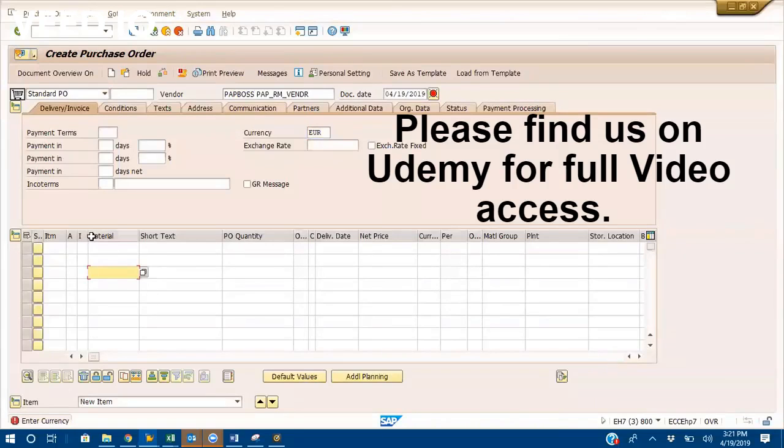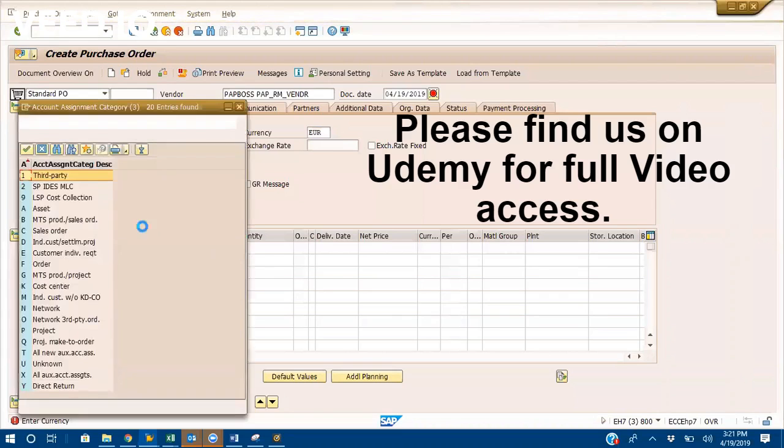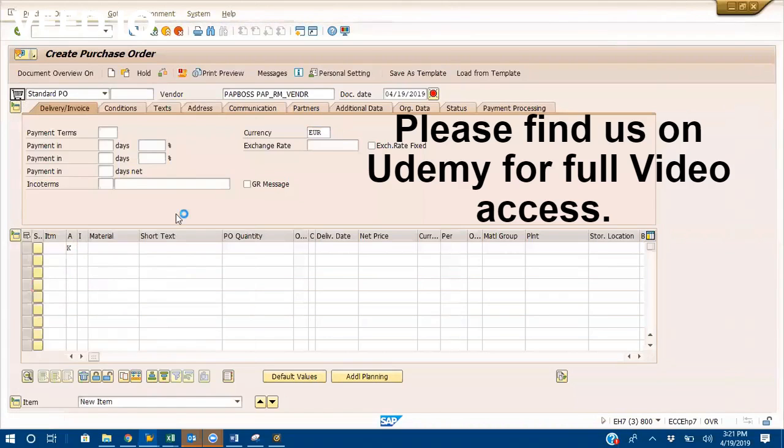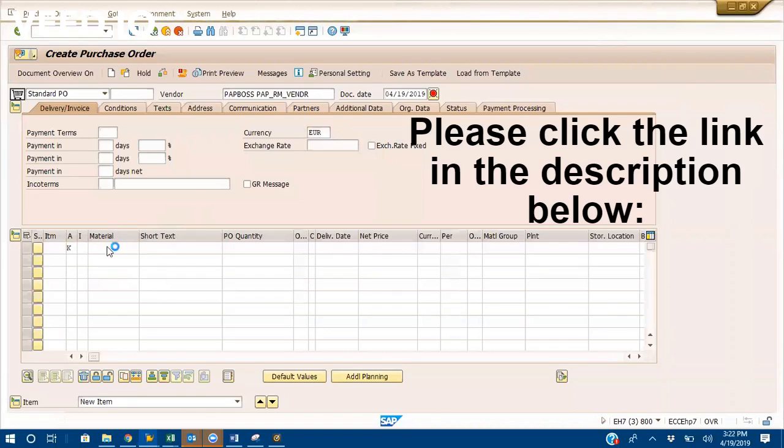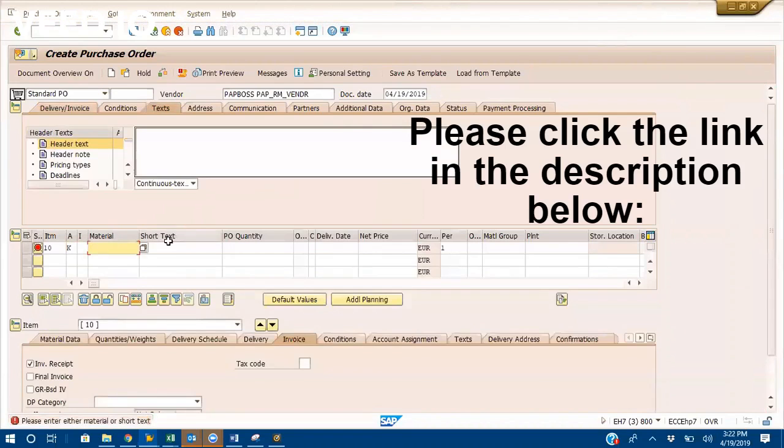Now think here. Now I decide, am I going to buy inventory? I'm going to buy a consumption or assets or project. Here, I'm going to choose K, cost center. When I choose a cost center, I cannot buy a material inventory, correct? I cannot buy inventory, because the inventory is a stored value, it goes to profit center. It cannot go to cost center.